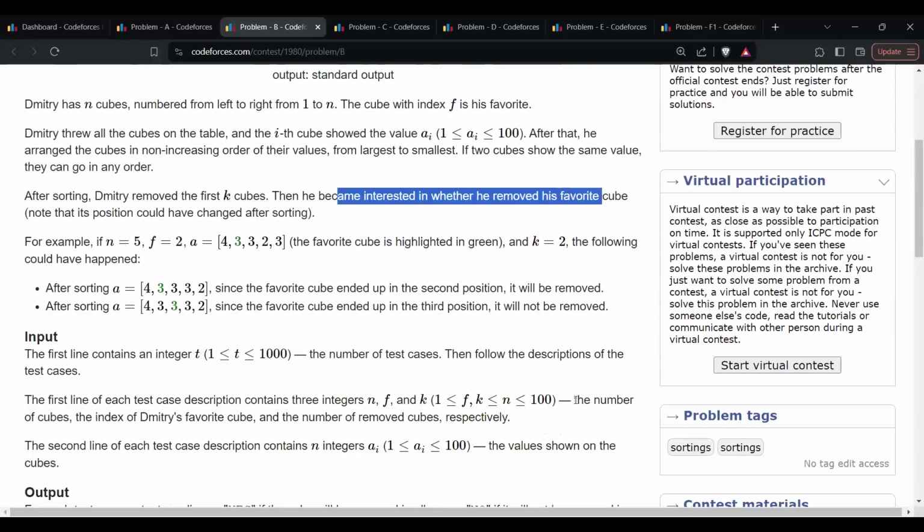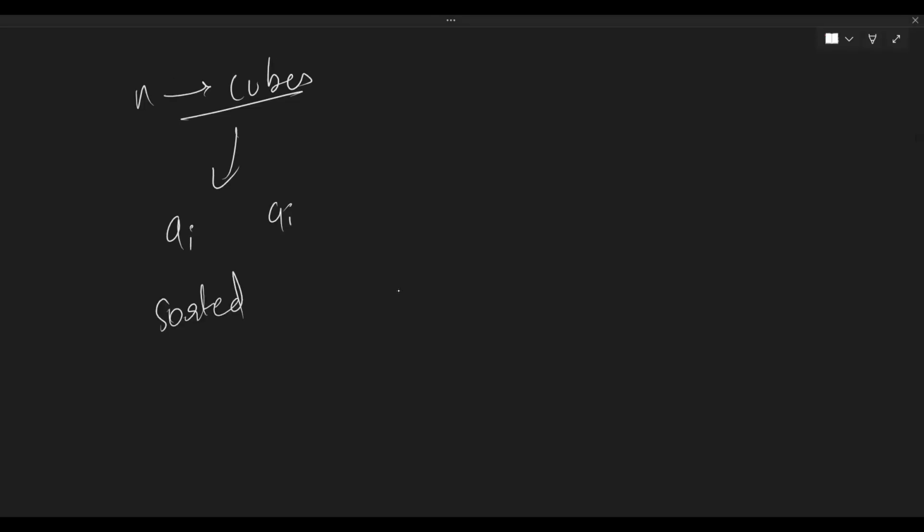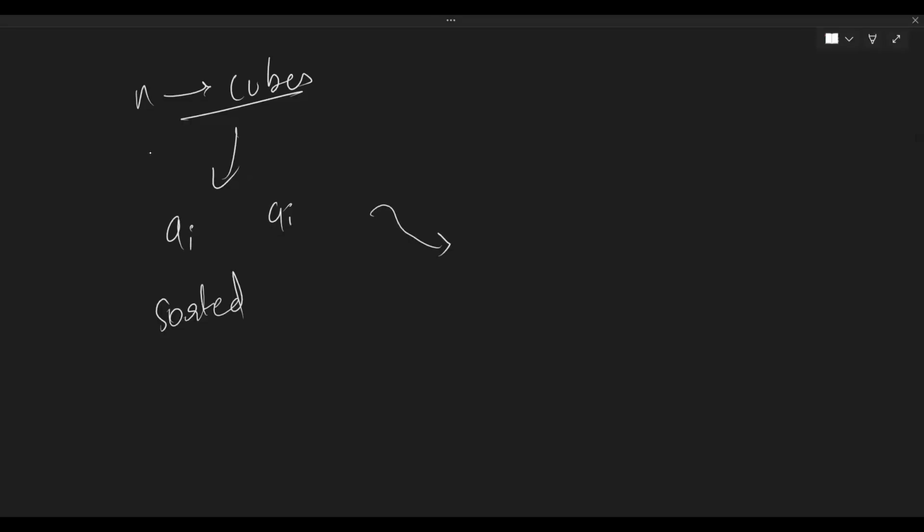So this is again a very simple problem. What we are given is that there are n cubes, and each cube is thrown, and there is an A_i value. For each cube, an A_i value is associated with it, and then they are sorted in non-increasing order. This means either the values will decrease or they'll remain the same. After that, the first k cubes are removed, and Dimitri wants to know whether or not he has removed his favorite cube.